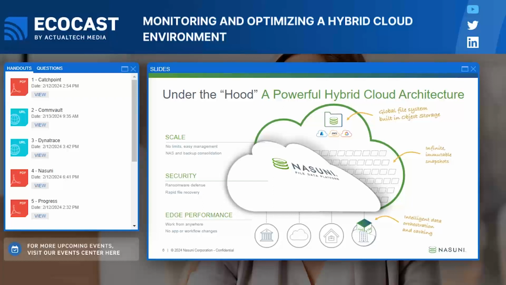In our world, we actually look at it as one unified system, and we look at it all as being protected and backed by objects. So not only is the global file system the copy that you access based on object storage, but all of the immutable infinite snapshots are also stored as objects as well. So we've got scale, we've got security built in as well, and I'll talk about that a little bit more in a second. And again, we've got the edge piece.